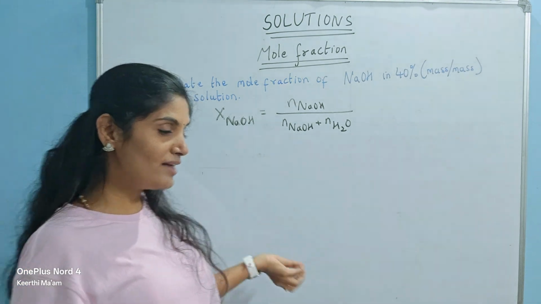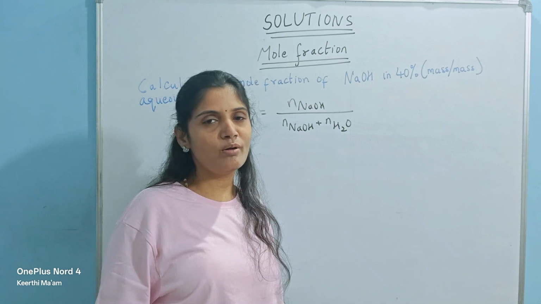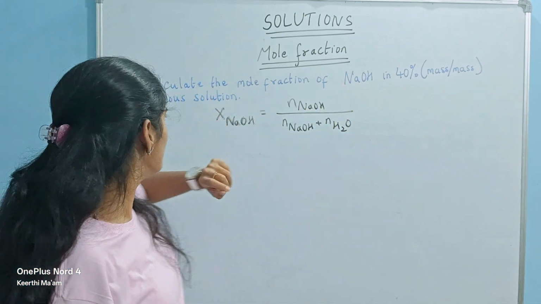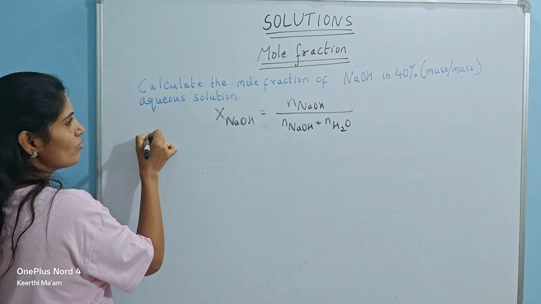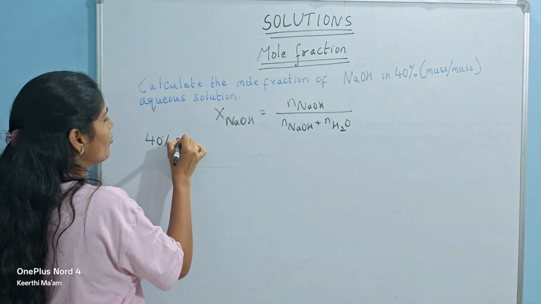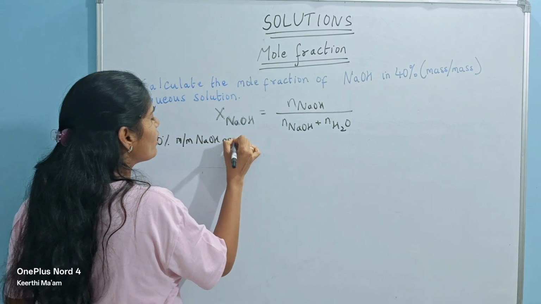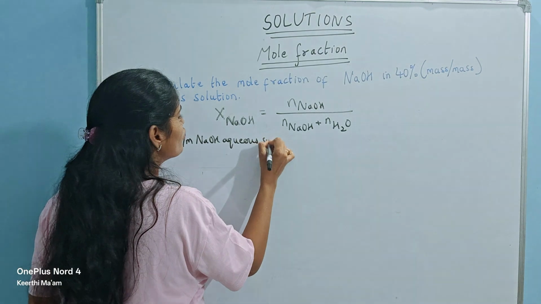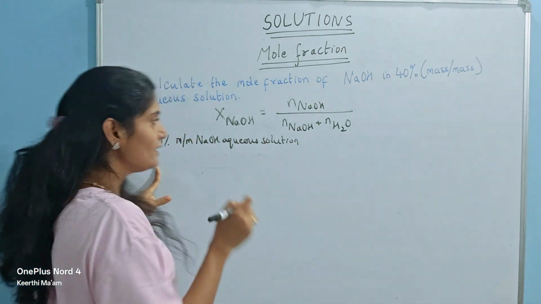Do we have the mass directly given? No. But we have percentage composition, mass by mass, of the solution. So what he has told is 40% mass by mass of which aqueous solution? NaOH aqueous solution. So from this, what should I understand? I already explained how to write this.